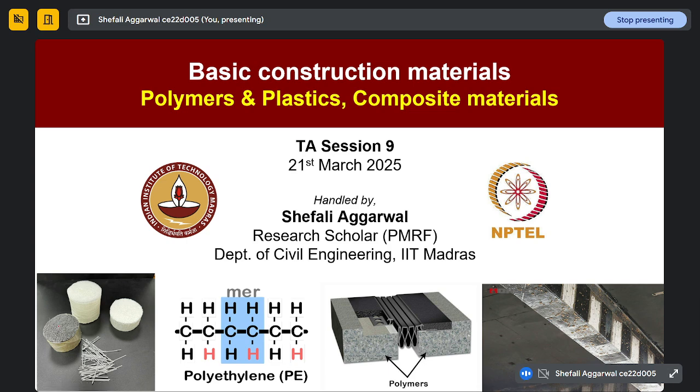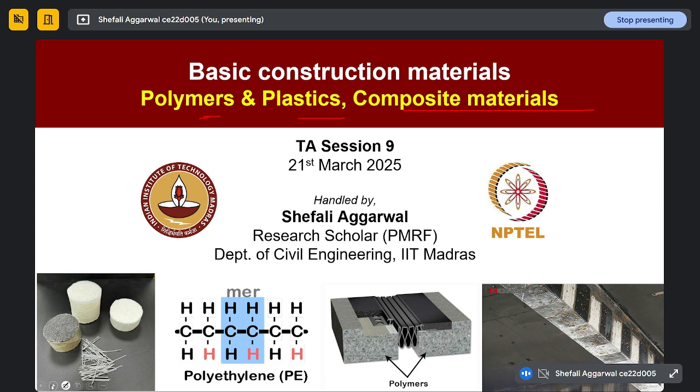Good evening, everyone. Today is our ninth session on the topic of basic construction materials. As in previous weeks, we have finished the metals, how we have different types of metals, and what the importance of metals is in our concrete composites. The next material we'll be talking about this week will be polymers, plastics, and composite materials.